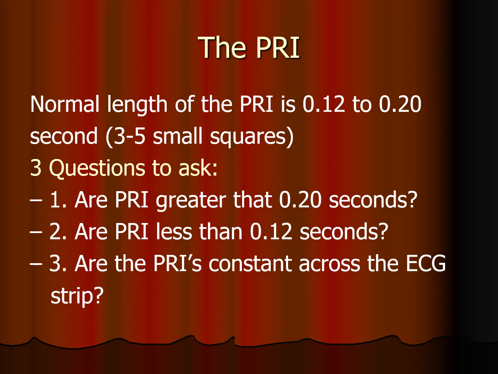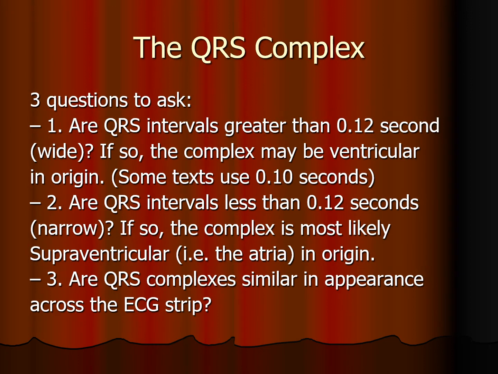So we know a set distance. The PR interval should be between 0.12 and 0.2. If it's a shorter interval, then that means that impulse didn't come from the SA node. It came from somewhere else. We're diagnosing sinus rhythm from the SA node. All right. And are the PR intervals constant across the ECG strip? They should be constant.